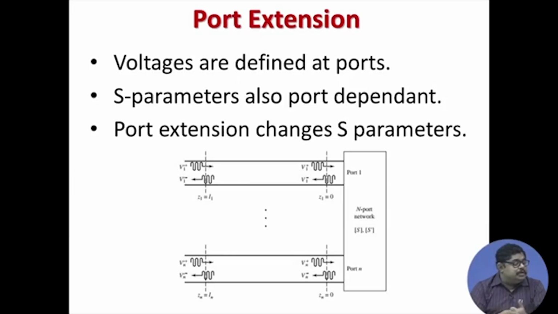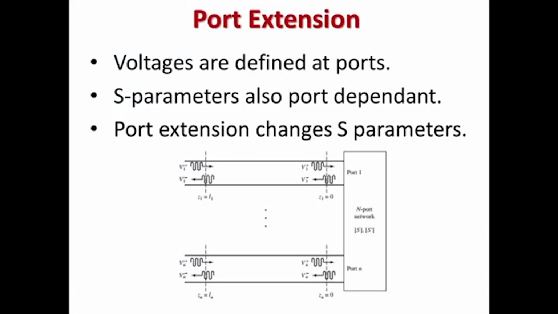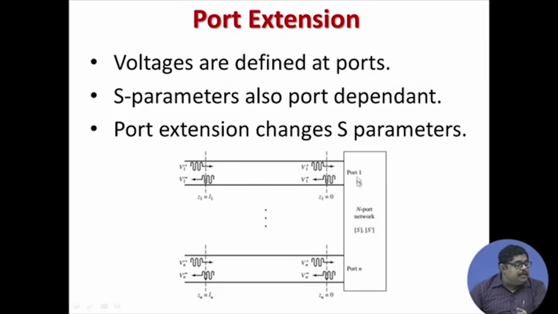So, voltages are defined at ports, and S parameters are also port dependent. Now, if I change that port, that means if I extend that terminal plane, I need to redefine the voltages and the S parameter will also get changed. So, in this case I have a network with ports here, port 1, port 2, port n. It is an n port network, and the S parameter is S.